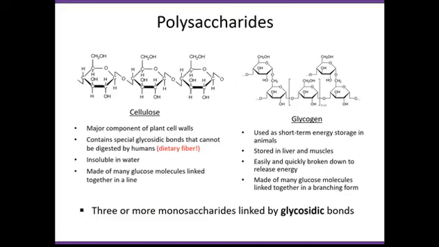Anyways, looking at polysaccharides now. Polysaccharides come in a lot of different varieties. We are going to learn 4 of those varieties. The first one we are going to look at is called cellulose. Cellulose is a bunch of glucose molecules linked together. This right here is a glucose molecule, glucose molecule, glucose molecule.